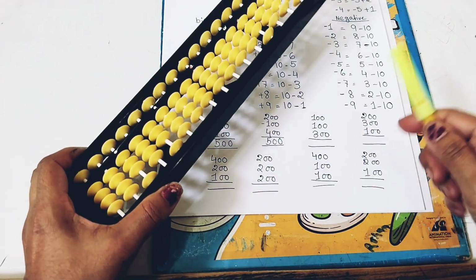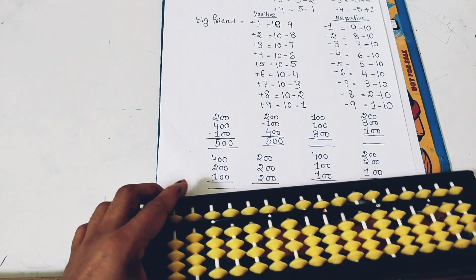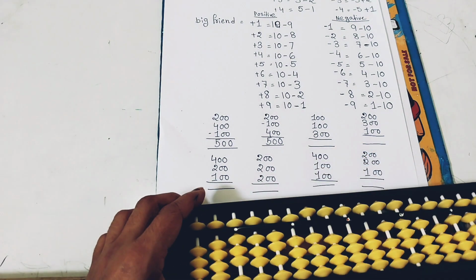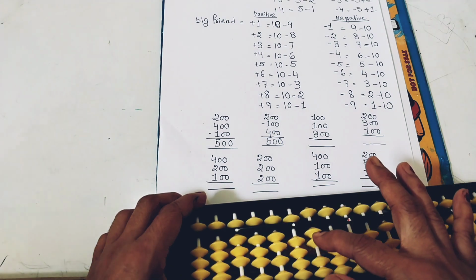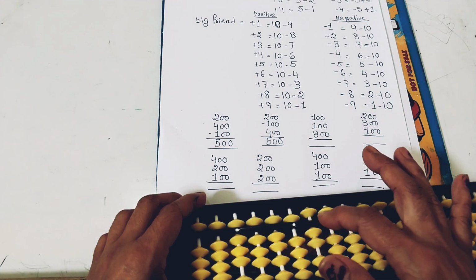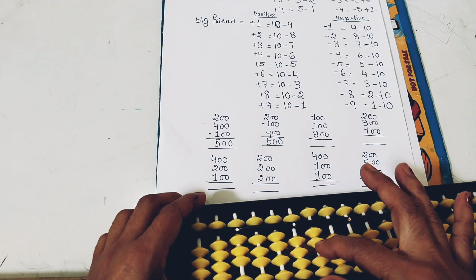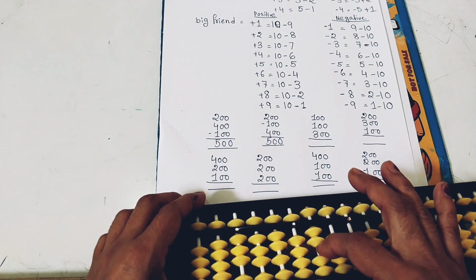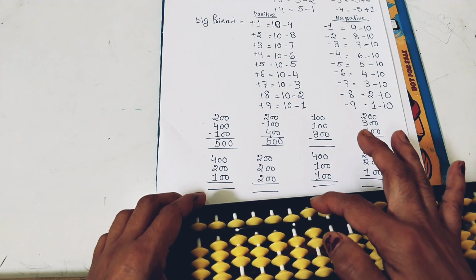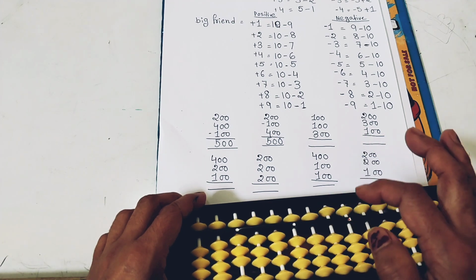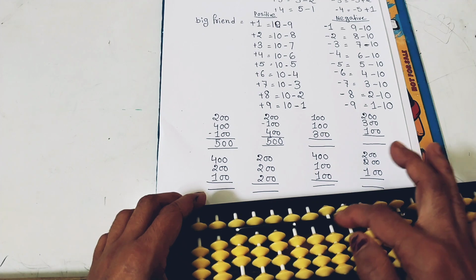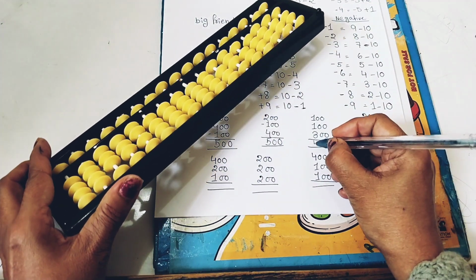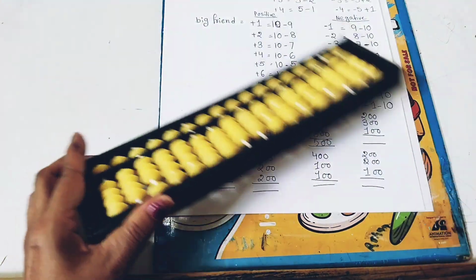Then 100. This is 100, again 100, then again 300. For 300 there is no place, only 2 beads are there. So the plus 3 formula is plus 5 minus 2, which means minus 200. So again my answer is 500.